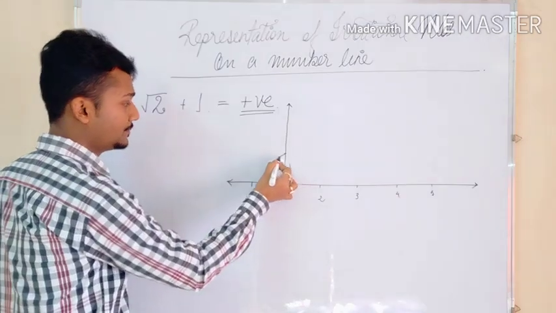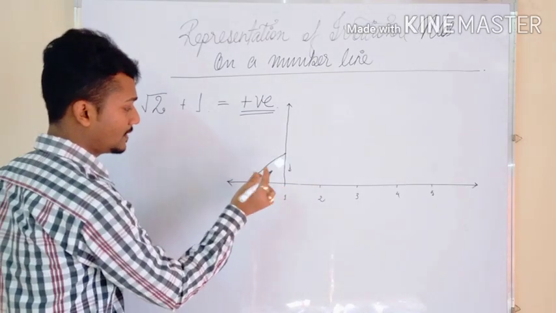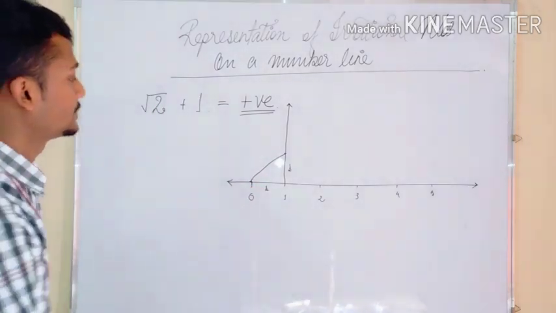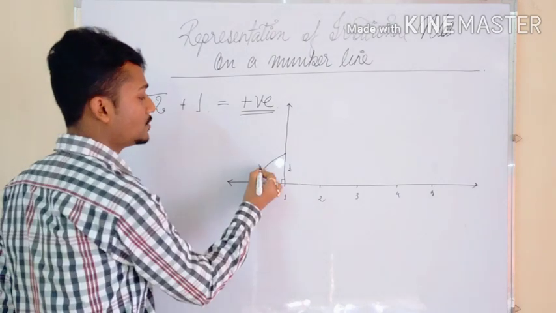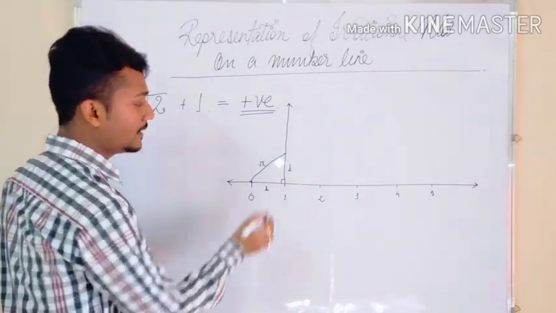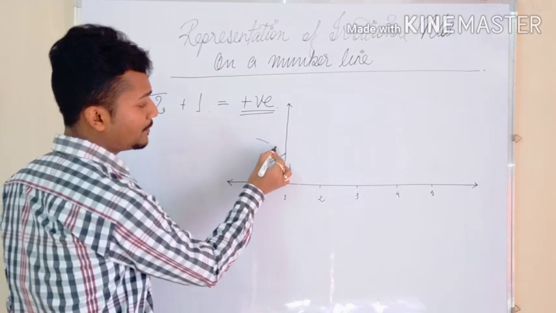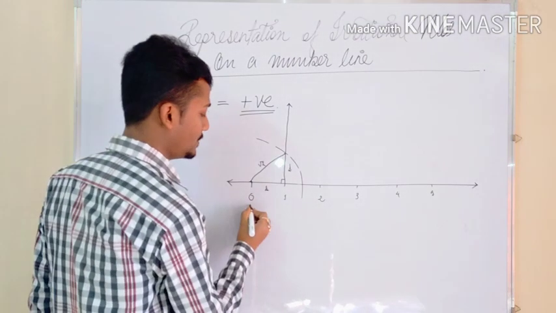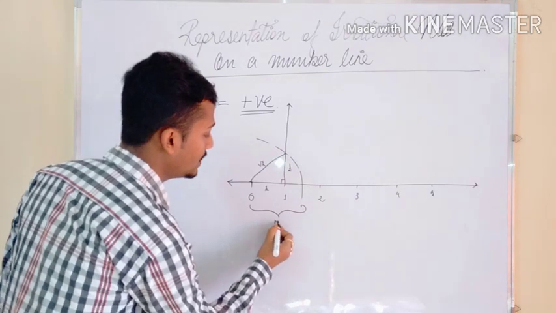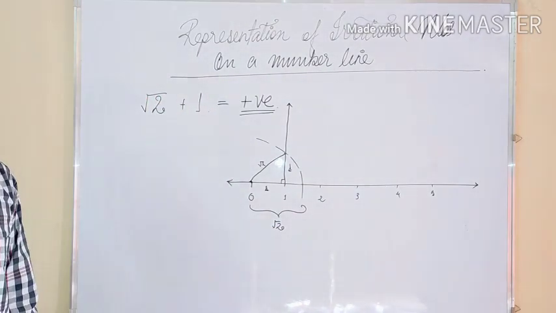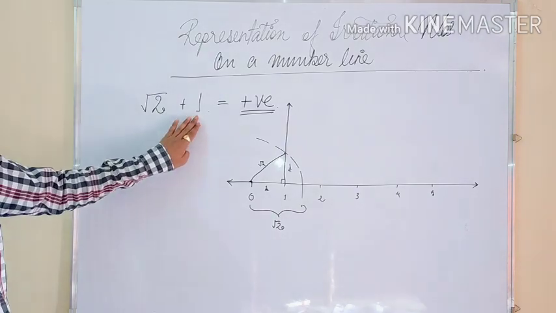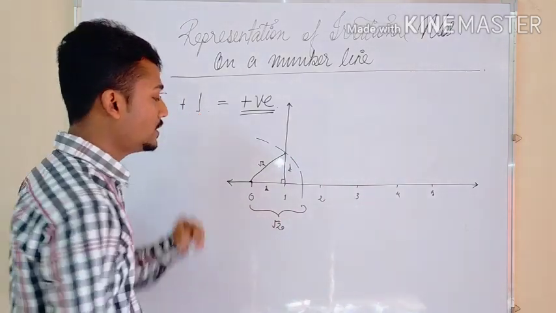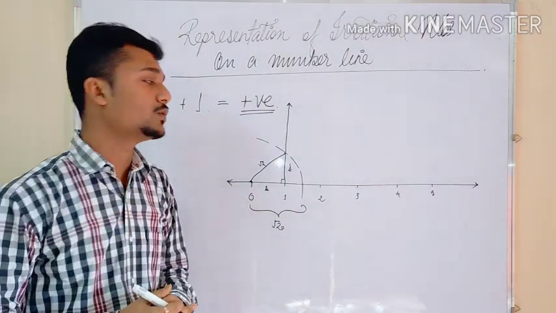Join it. My drawing is not appropriate. 90 degree. This is root 2. This particular portion is root 2. Now with the help of a compass, can you represent it on the number line? That means this portion from here to here is root 2 on the number line. Now plus 1. Plus 1 here means you have to add 1 with root 2.